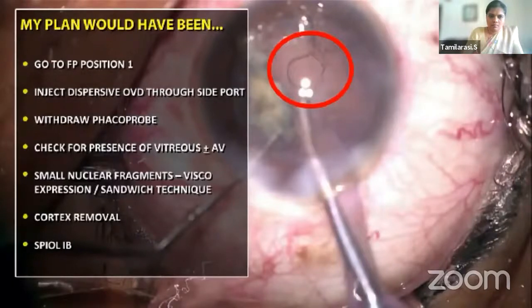The prolapse and the loss of vitreous does not always have to happen. We can check for it by using triamcinolone. Since the nuclear fragments are small, it could be expressed using a sandwich technique, do a complete cortex removal and plan for the in-the-bag single piece IOL placement.